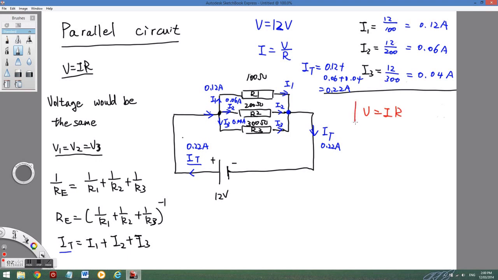Now the other way to find the total current is to still use the equation. This time, let's analyze the whole circuit. So instead of each resistance, let's find the equivalent resistance. Remember, equivalent resistance means the total resistance. Using the formula here, it is 1 on 100 plus 1 on 200 plus 1 on 300, bracket power of -1.